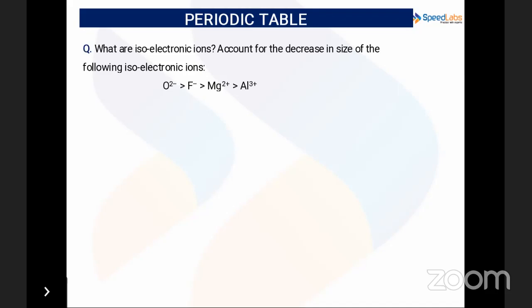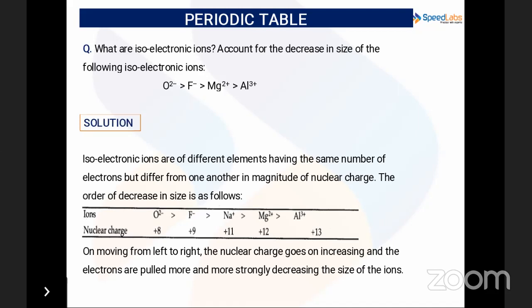The question says, what are isoelectronic ions and account for the decrease in size of following isoelectronic ions? And here they have given certain ions. So first we'll try to understand what are isoelectronic ions. The isoelectronic ions refers to two atoms, ions or molecules that have the same electronic structure and the same number of valence electrons.